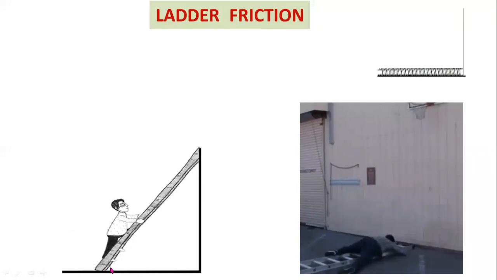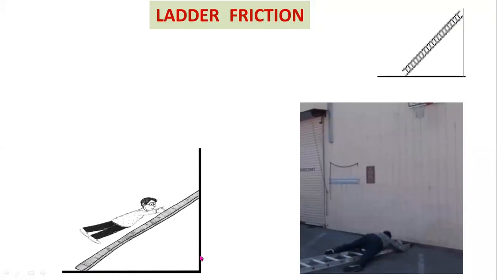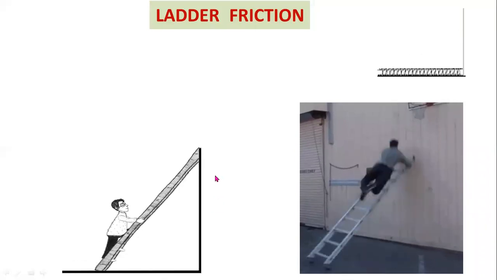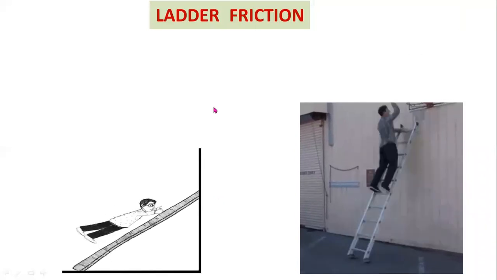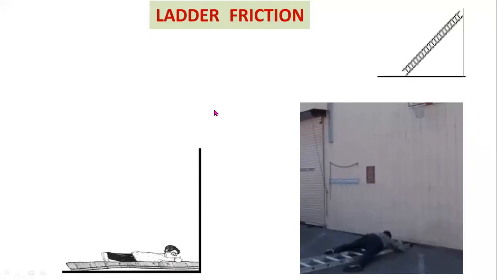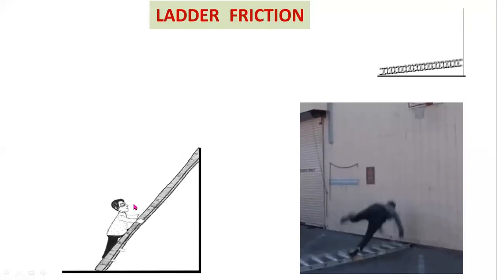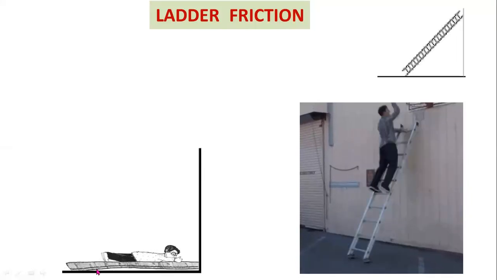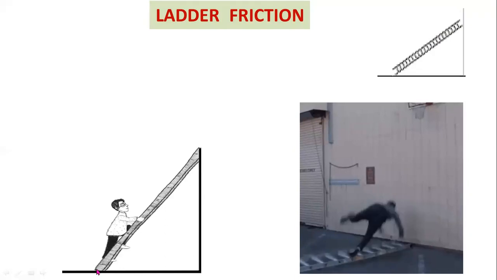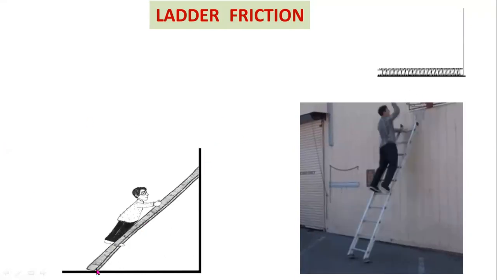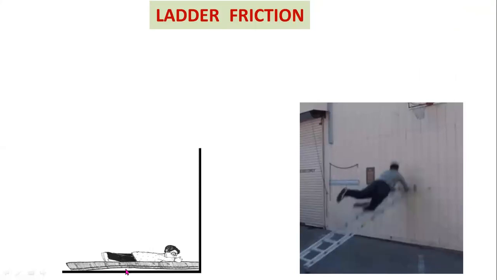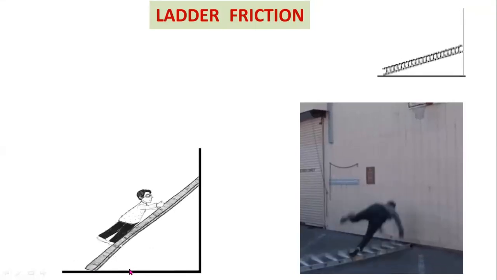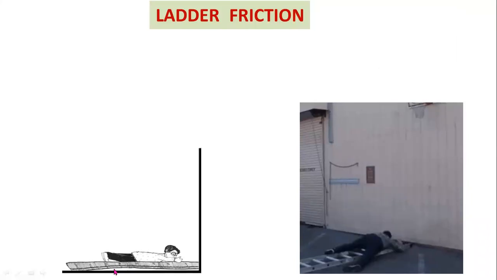Hence the force of friction between the ladder and the vertical wall will be acting upward. In a similar way, the lower end of the ladder tends to move towards the right. Hence, a force of friction between the ladder and the floor will be acting towards the left.